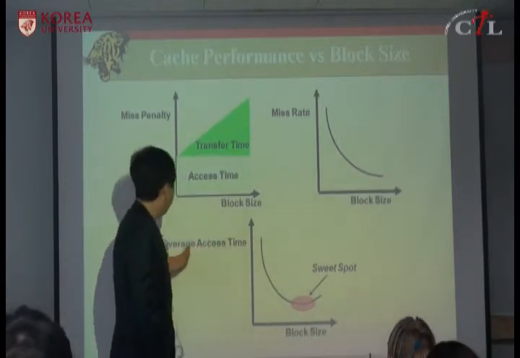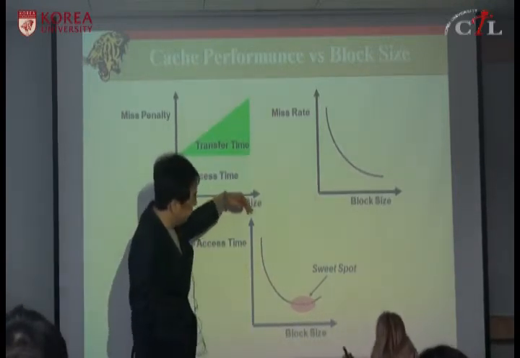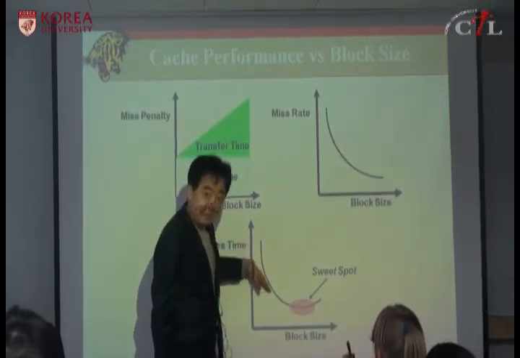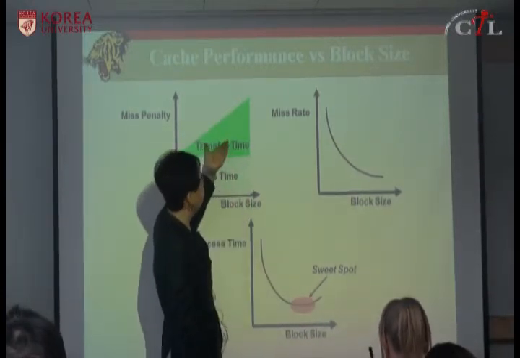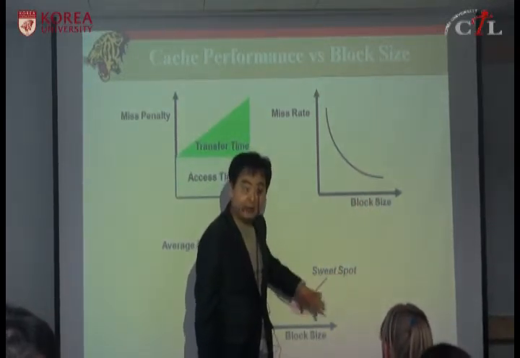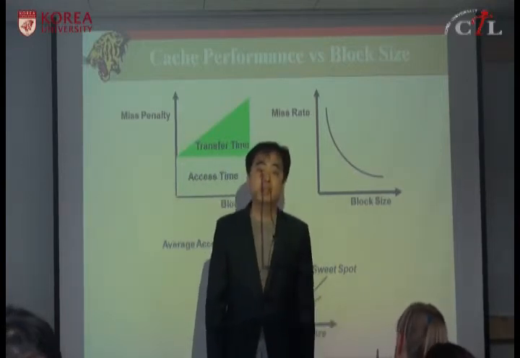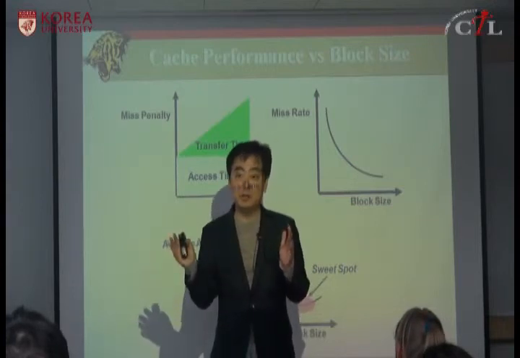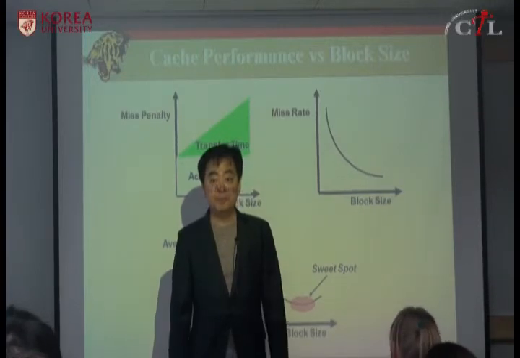So, average memory access time, usually, if you increase your block size, will decrease. Sometimes, if your block size is too big, then because of this transfer time and overhead, it will start to increase. So there is some sweet spot. And this sweet spot depends on the cache size. Okay? For a small cache, small blocks. For a large cache, you need a larger block to find this optimum block size. Okay?